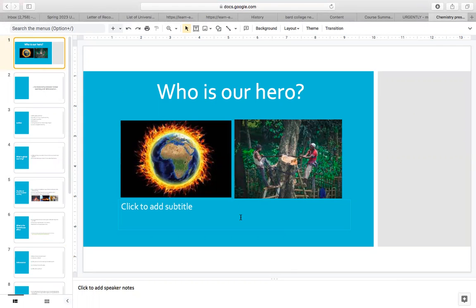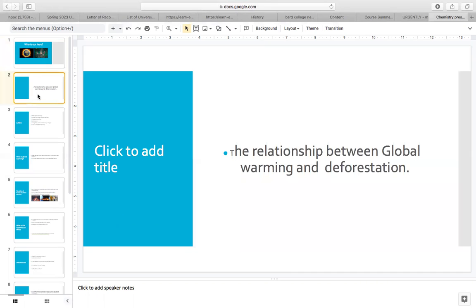Okay, as you think and as it comes to your mind, the first one is like a hot weather, and the second one is cutting trees and forests. Okay, our topic today will be what is the relationship between the global warming and deforestation.